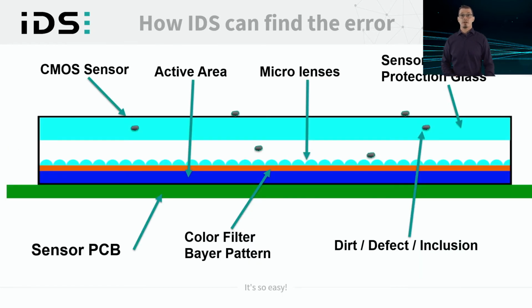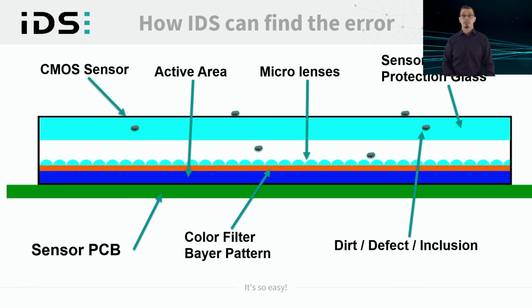Every CMOS sensor has roughly the same design. The housing and the active area will be covered with the sensor cover glass. This cover glass protects the microlens array and the active area from external impacts.